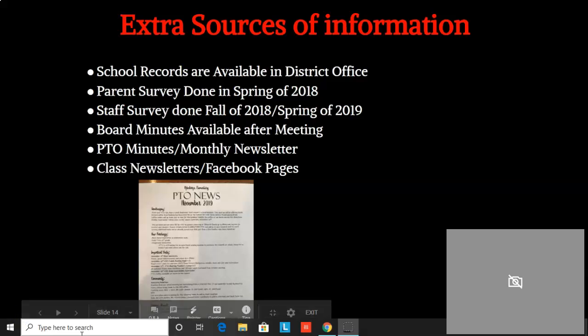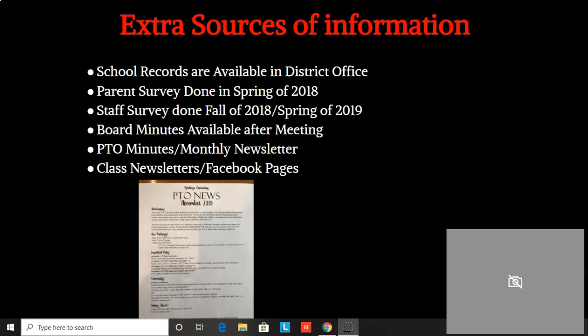Some extra sources of information. We have school records that are available in the district office. We recently started a parent survey. We did it in the spring last year, and it was done online. We hit it really hard when parents came in on the elementary side for parent-teacher conferences. We also did a staff survey last fall and spring, which helped with some of the communication things or just improving some things on the staff side.